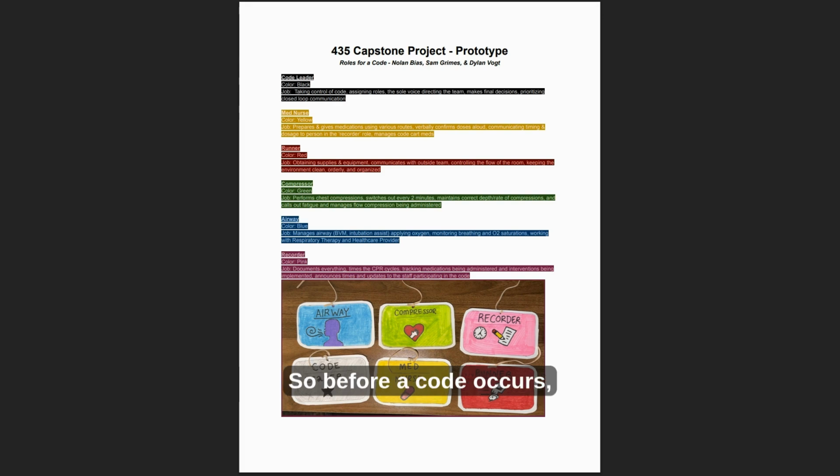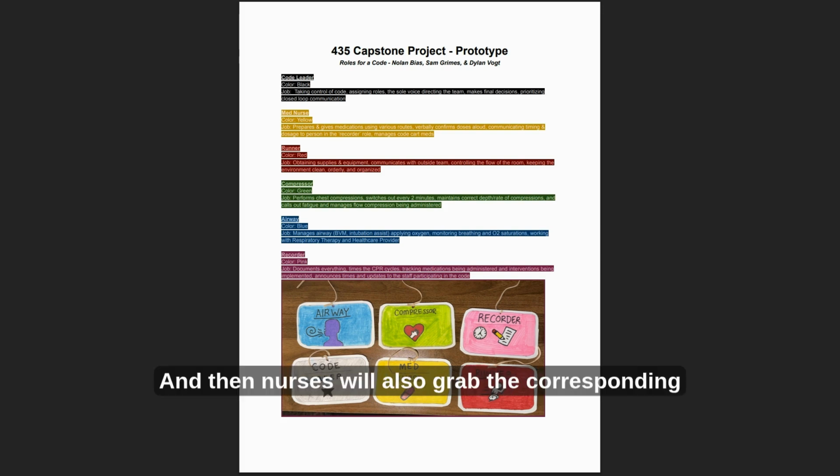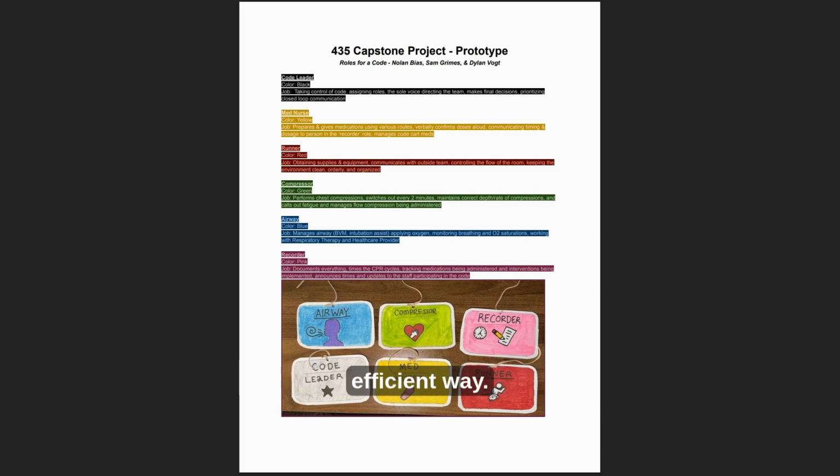So before a code occurs, nurses will select their role on their Volt phones, and all team members will be able to see those assigned roles. And then nurses will also grab the corresponding badge, such as leader, compressor, airway, med nurse, runner, or recorder. The badge role makes it immediately visible, allowing the team to function in a more organized and efficient way.